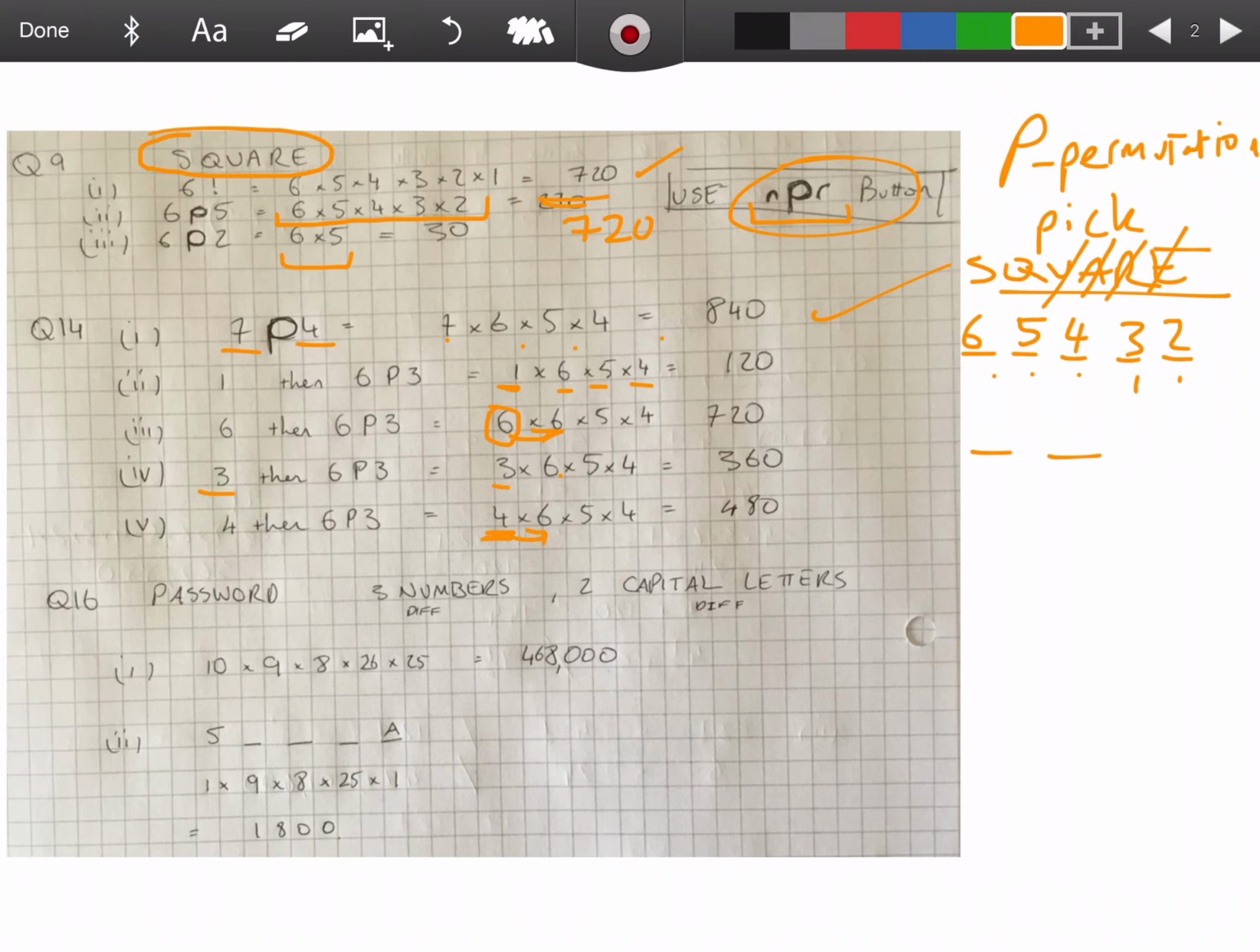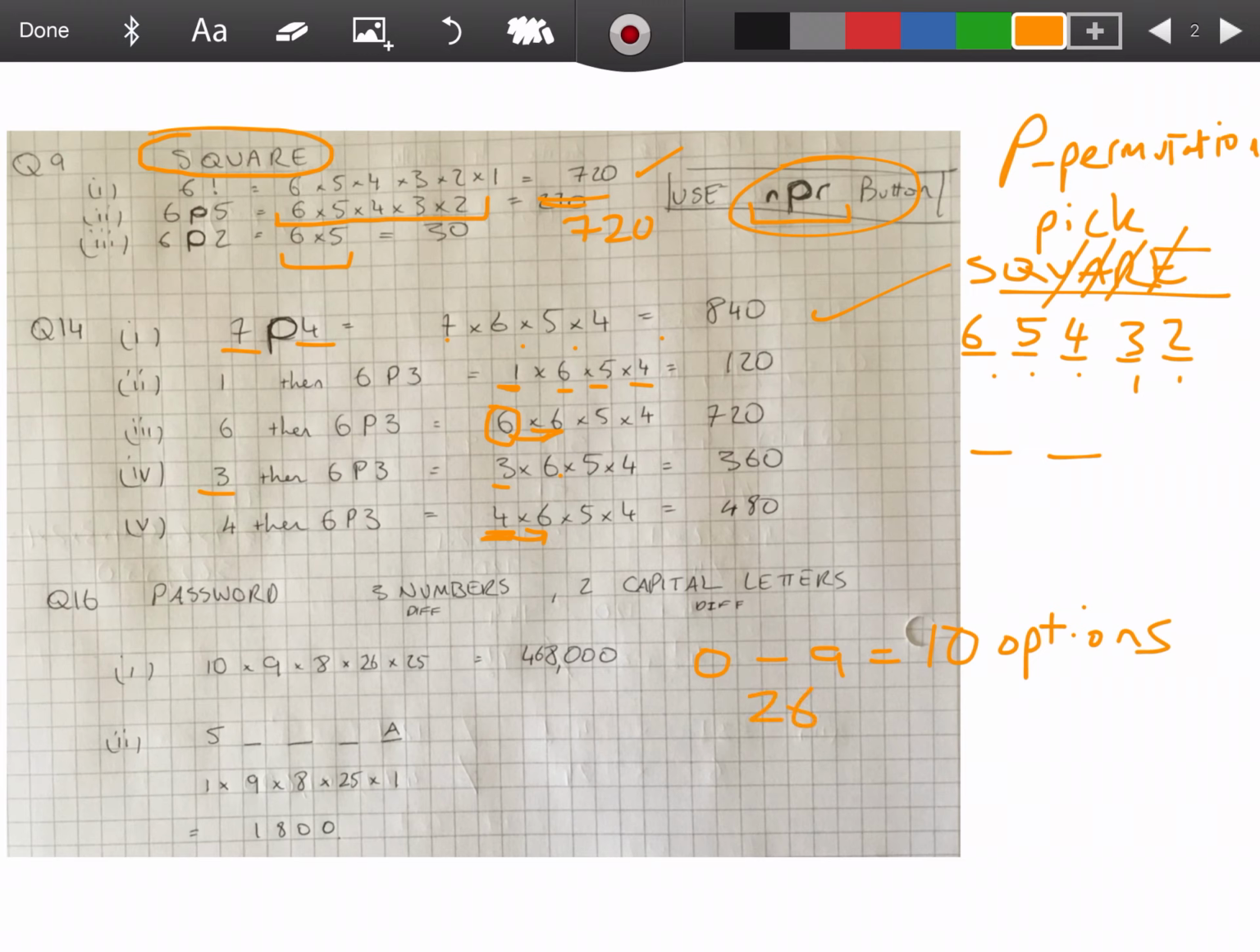And then finally, question 16, it asks about a password for the computer system consists of 3 different digits followed by 2 different capital letters. So 3 different digits. Remember, we can have anything from 0 up to 9. So that means there's 10 possible digits that I can use. 0, 1, 2, 3, 4, 5, 6, 7, 8, and 9 gives me 10 options there. And it says you can use 2 different capital letters. So there's 26 options, because there's 26 letters in the alphabet.